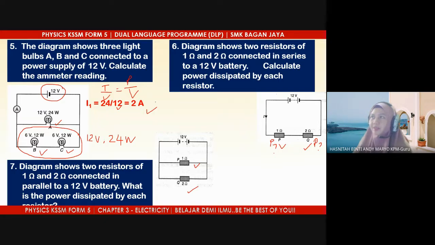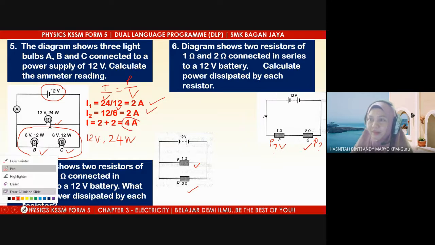Okay, question 6. What is the power dissipated for each resistor, student? Let us give a look. So this one, I1, ini belum habis lagi, sorry. I1 is the current flowing in this one, A1. I2 is the current flowing in this junction. Then the main current is 4 ampere. Nanti cikgu padam semula.